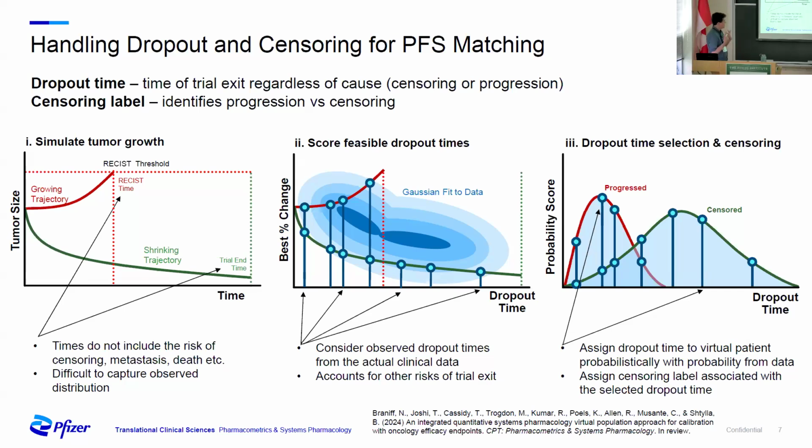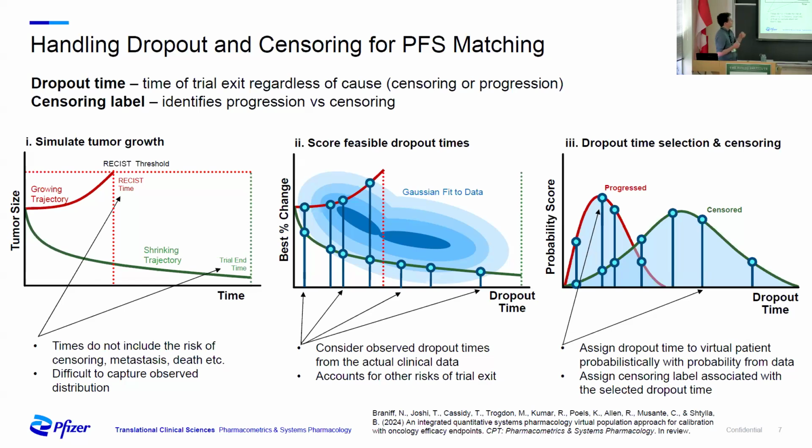And based on the simulated tumor size, there's not really any reason why that patient would leave early. And so the end of the simulation would be the end of the trial or end of follow-up. So if you just use these times and take the best percentage change based on those, it's not going to include risks of censoring, metastasis, death that really are important for actually matching the clinical data. And so this makes it difficult and inaccurate to calibrate against.